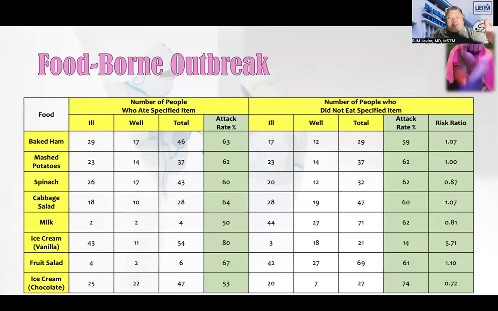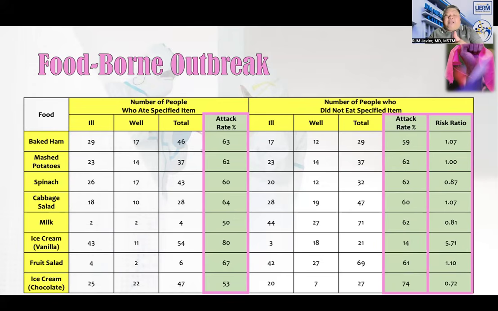So if you look at the data and I plot all the attack rates for those people who consume the various food items, and I also determine the attack rate of those people who got sick but did not eat the food item, I will now be able to determine the risk ratio. So, for example, how did I get this? 29 over 46 will give you 63% for baked ham. 17 divided by 29 will give you 59%. And 63 divided by 59 will yield a risk ratio of 1.07.